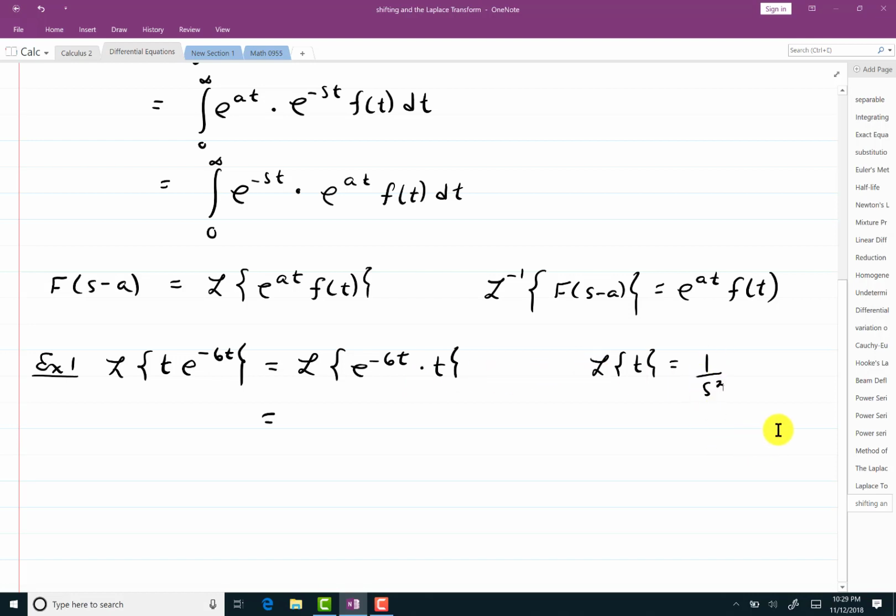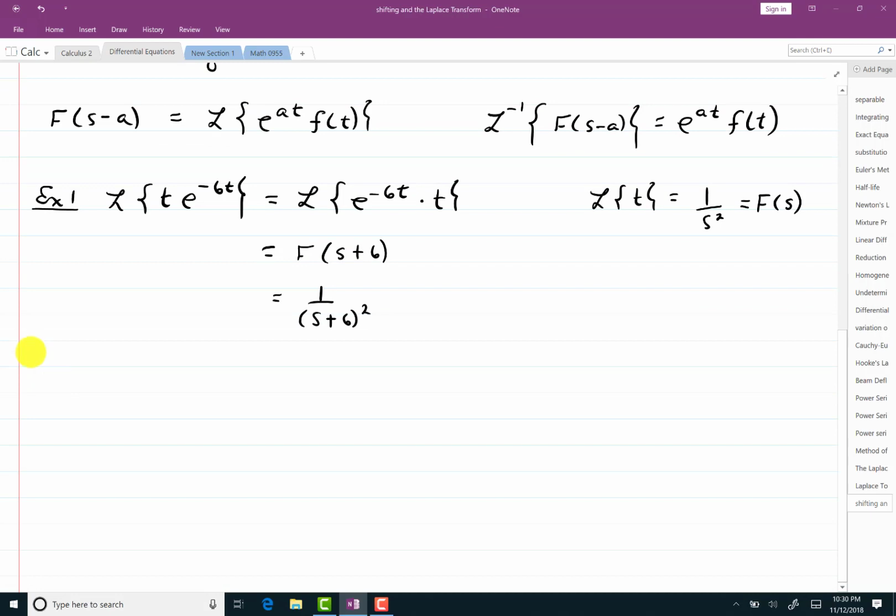This here is my F of s. So now this says that F of s minus a, and the a is whatever is in front of t here. So here I'm going to have F of s plus 6, but my F of s is 1 over s squared. So that'll be 1 over s plus 6 squared. I'm going to fire off a few examples in a row.